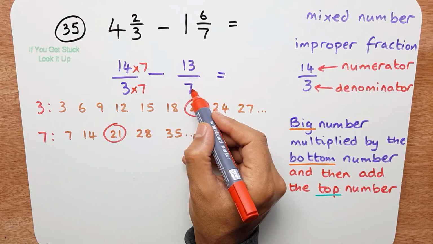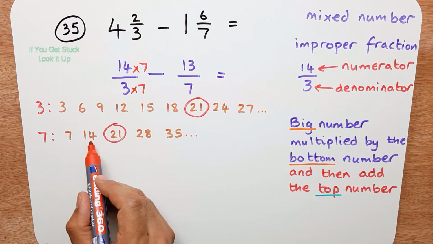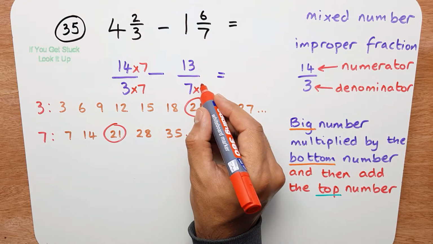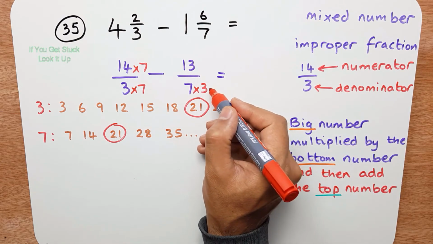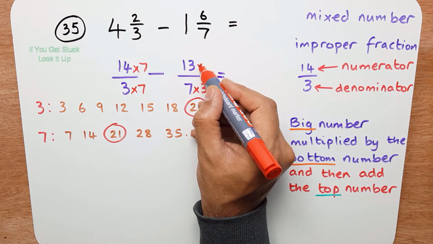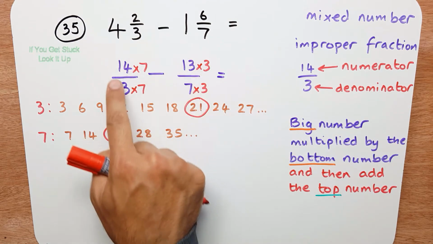Now again, how do I turn this 7 into 21? Let me have a look. 1, 2, 3. So I have to multiply this by 3. And whatever I do to the denominator, I have to do to the numerator. Multiply the top by 3 as well. So now this is my calculation.